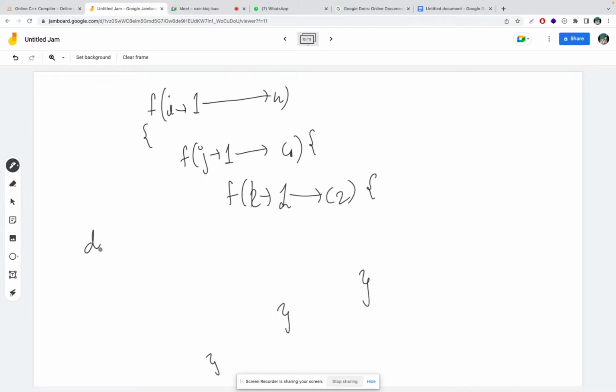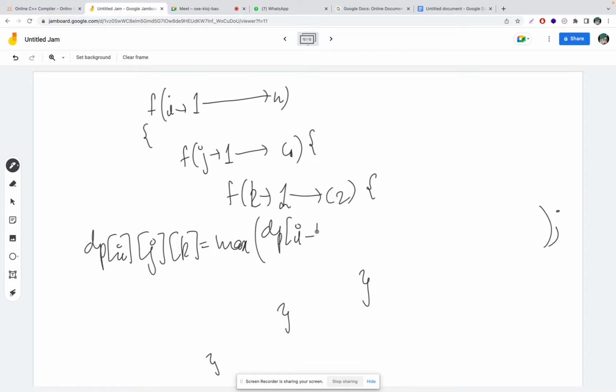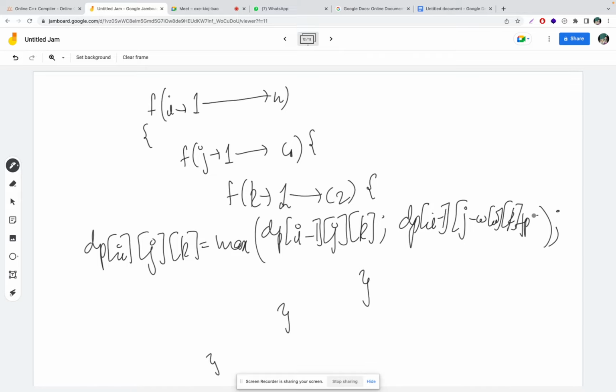So, what is the answer of dp of i, j, k? It is the maximum of three numbers, right? Let's write all three options. So dp of i minus 1, j, k. Very good. Then dp of i minus 1, j minus w of i, k, plus p of i, right? Let me write the full term. I could make it easier by taking out the common p of i item.